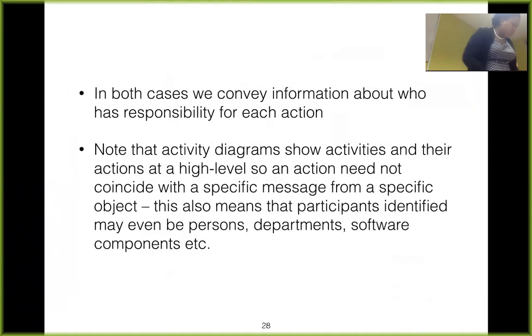What else do we have to talk about? So in both cases, we'll convey information about who has responsibility for each action. Note that activity diagrams show activities and their actions at a high level, and I can't emphasize this anymore. This is what I was just explaining. So it's a high level, and so an action need not coincide with a specific message or a specific object. It also means that participants identified may be persons, departments, or software components.